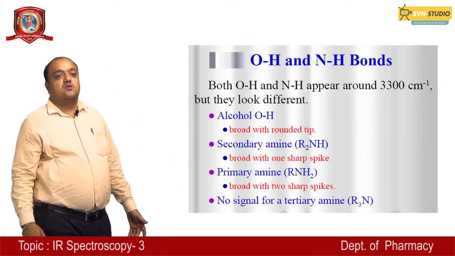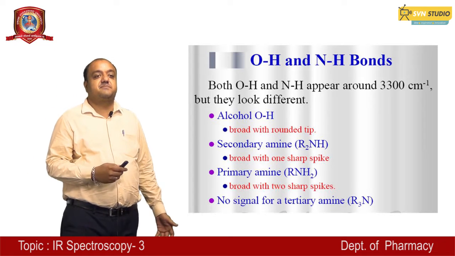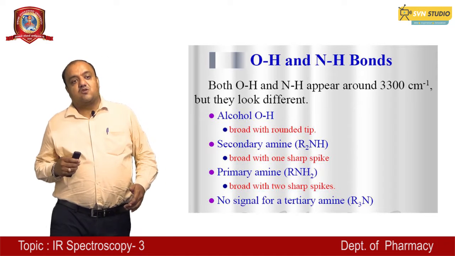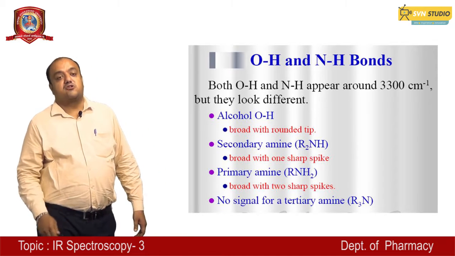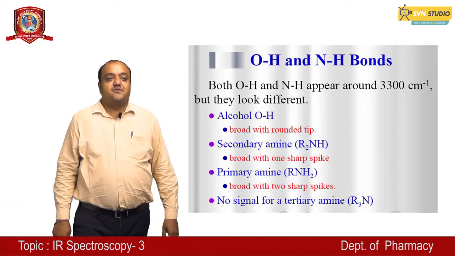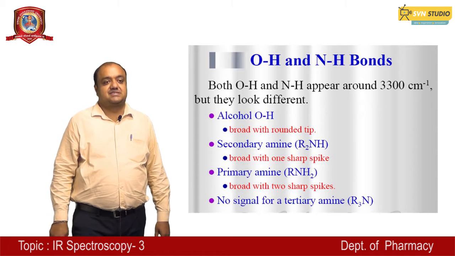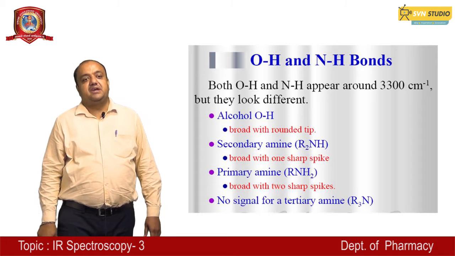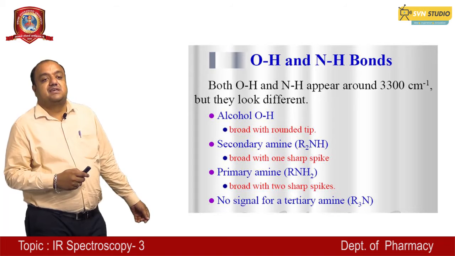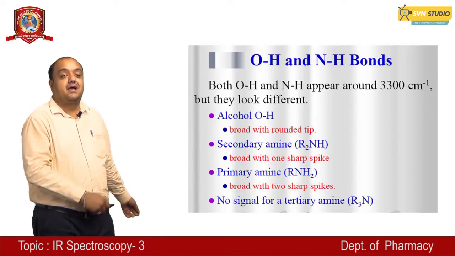OH and NH bonds both appear around 3300 centimeter inverse, but they look different. Alcoholic OH is broad with a rounded tip, and in a secondary amine R2NH it is broad with one sharp spike-like peak. In a primary amine RNH2 it is broad with two sharp spike peaks, and there is no signal for a tertiary amine like R3N.